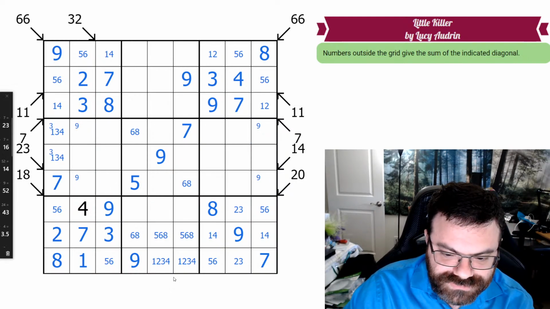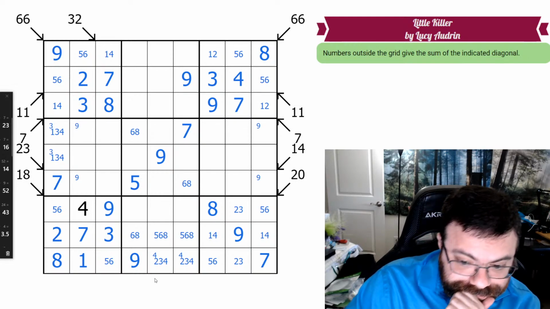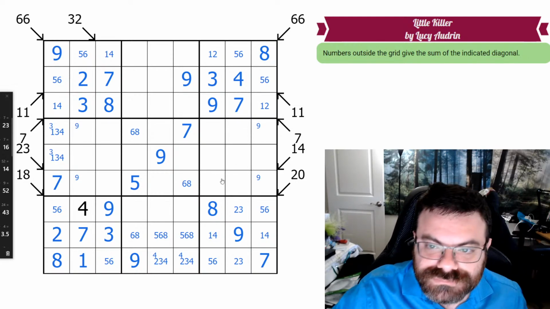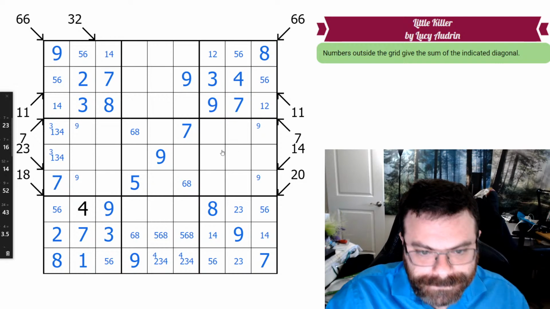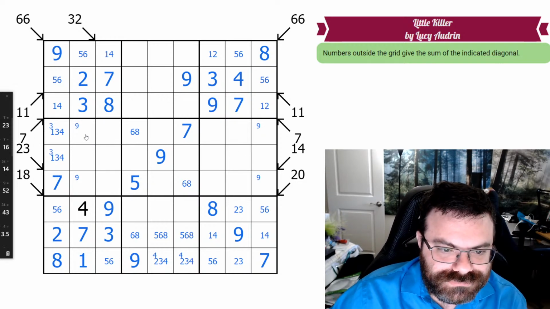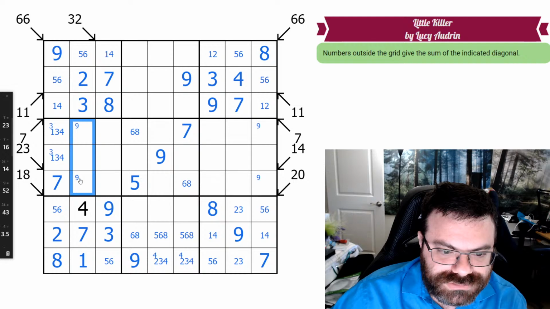Row 9, column 5, 6 does not have a 1. Right. Does have a 4 though. 1, 2, 3, 4. We need 5, 6, 8, and 9. It's not 9.